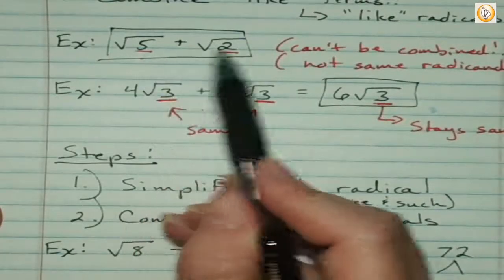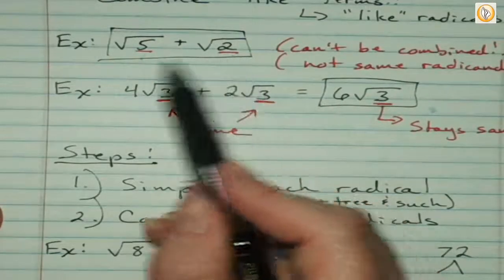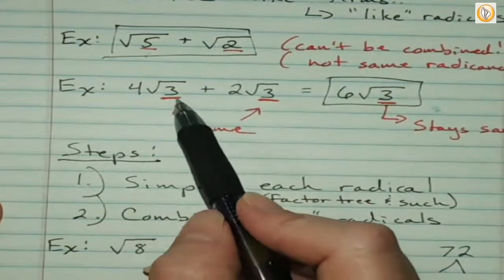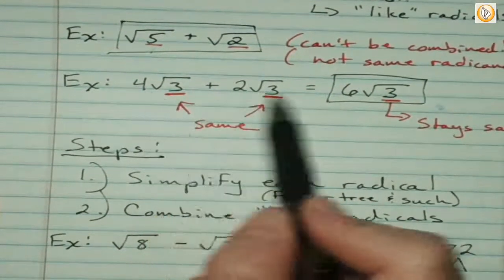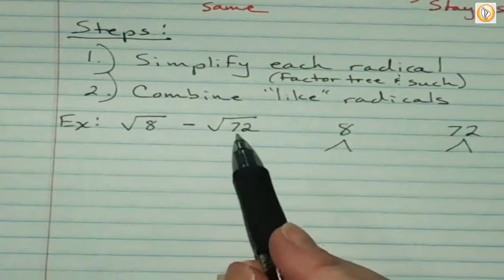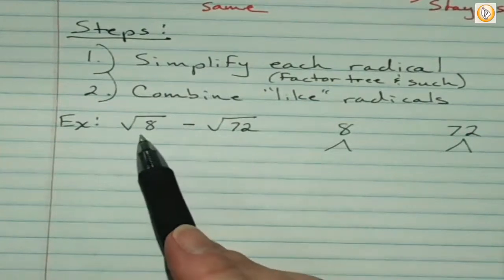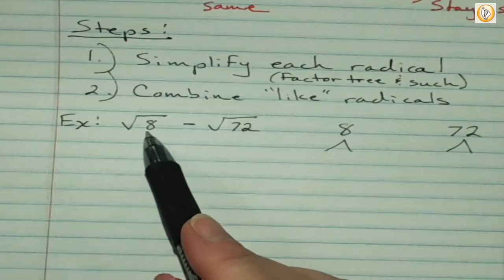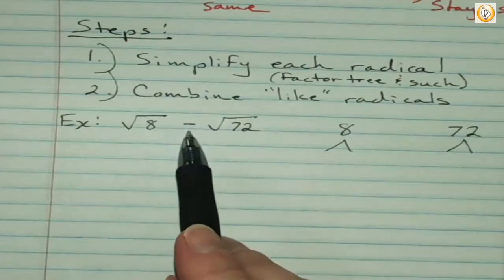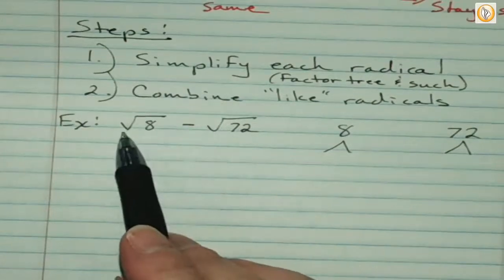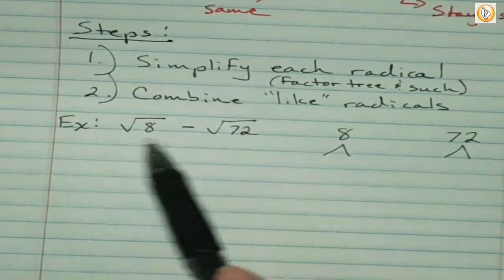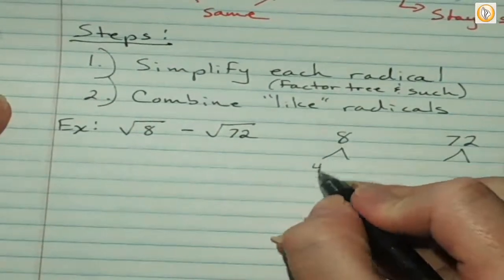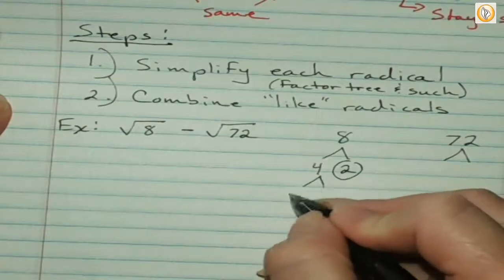Okay, now look up here. Can we simplify the 5 and the 2? No. They're prime. The 3 and the 3? They're the same, so you can combine. How about 8 and 72? They're both not prime, so you absolutely can simplify them. It has nothing to do with the subtraction sign. You're just making sure, step 1, you simplify. That's what you're checking. So 8 would be 4 and 2, and 2 and 2.